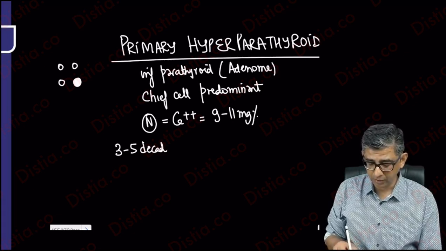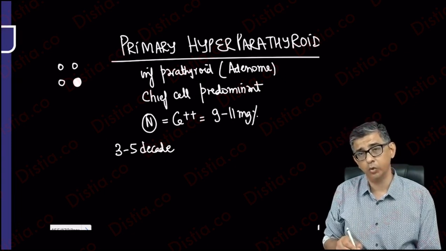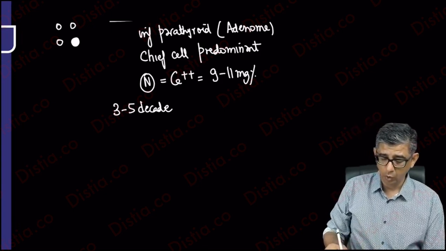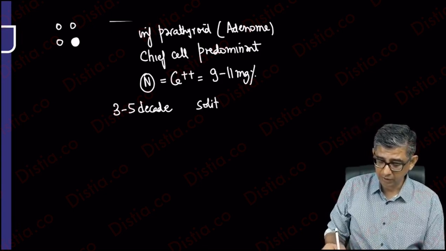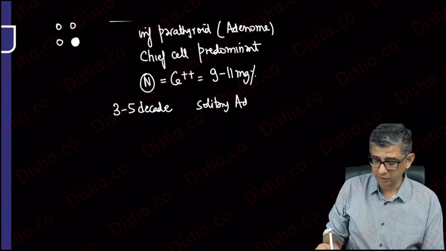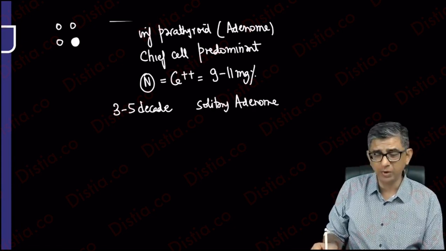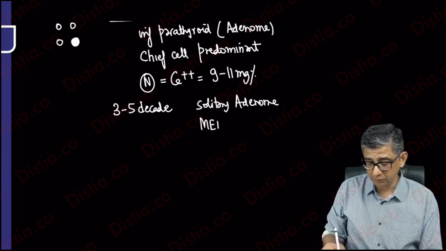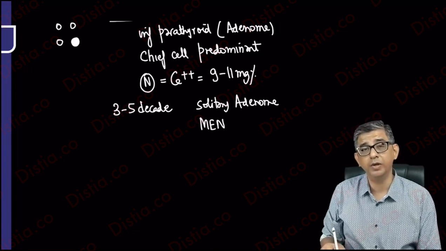And let us now look at why this person would come to you. One broad term that I can describe for this individual is that he is either having a solitary adenoma. One possibility is that in one of the parathyroid glands, there is a tumor. Sometimes these patients could have an association with multiple endocrine neoplasia.